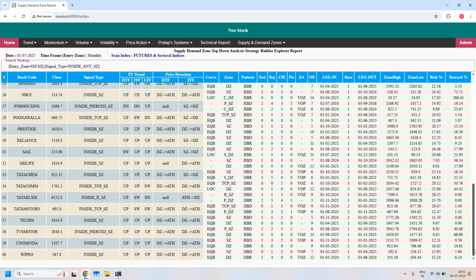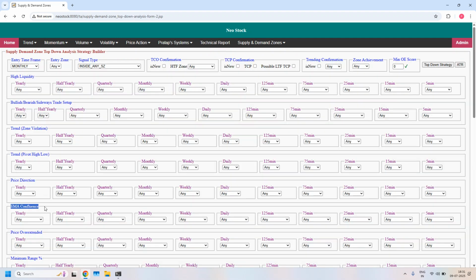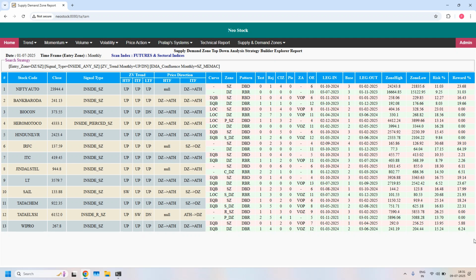We can further filter this list by setting monthly supply zone having monthly EMA confluence. Monthly supply zone with monthly EMA, and also trend on the monthly should not be sideways. It can be up or down. So we got 13 stocks. So this is about monthly time frame.